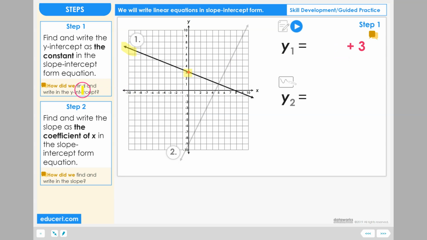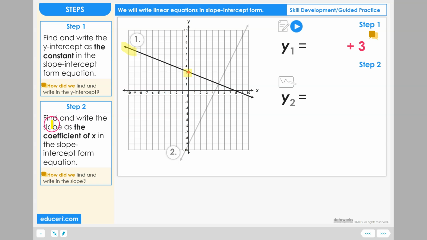How did we find and write the y-intercept? We found the y-intercept by finding where the graph of the linear equation crossed the y-axis, and then we wrote it down as our constant in our slope-intercept form equation.